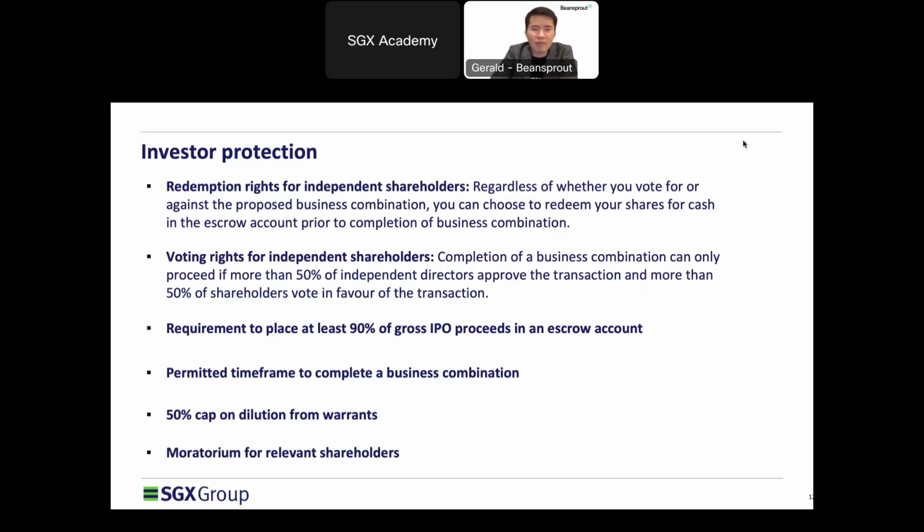Okay. We also have a permitted time frame to complete a business combination. So the SPAC sponsor cannot take their own sweet time looking for their ideal business combination. They cannot wait till better economic conditions, because they need to complete the business combination within a certain period of time. Okay. There are other safeguards as well, such as the dilution from warrants, the moratorium for relevant shareholders, and I'll use the example of how Singapore SPACs compare to US SPACs to highlight these investor protection mechanisms.